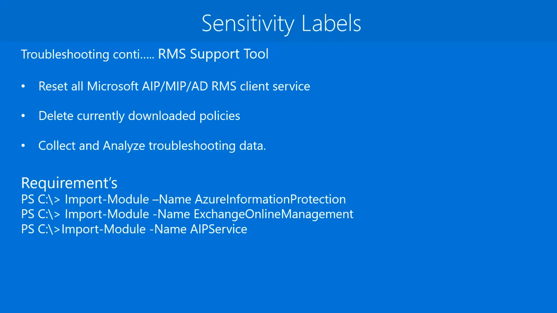These are the 3 modules which need to be installed for the RMS support tool to work. First is Azure Information Protection, second is Exchange Online Management, and the third one is AIP service. These are the PowerShell commands that you have to use to install these particular modules.